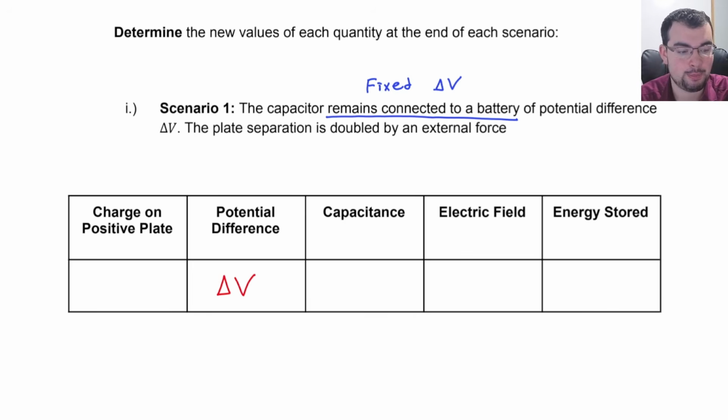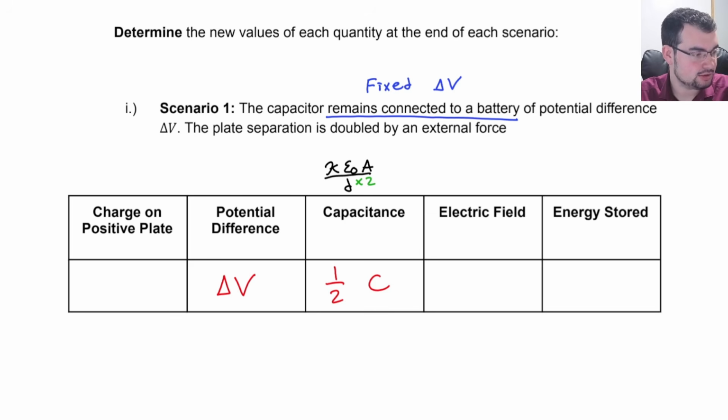All right. The plate separation is then doubled by an external force. So plate separation, well, that's not any of these. That's actually geometry. So what is plate separation going to affect? Well, that's capacitance, right? Capacitance is kappa epsilon naught A over D. So what is plate separation? Well, plate separation is D. So I'm doubling the plate separation, which means I have half the capacitance.